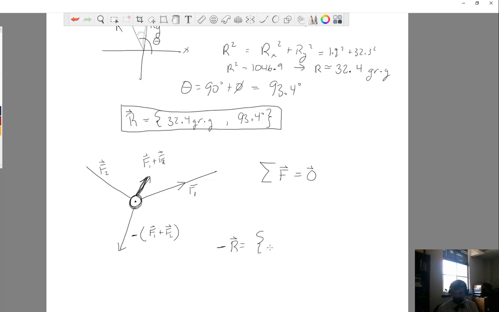in this case, would be 32.4 gr.g, and then 93.4 plus 180 gives you 273.4 degrees. So this is basically telling you that if you put a force of 32.4 gr.g in the 273.4 degree direction on this guy, then it will be balanced, assuming that you've got force F1 and F2 represented by basically V1 and V2.